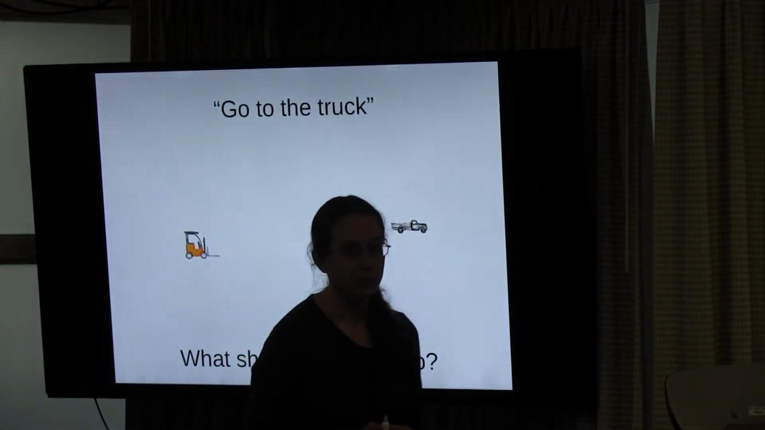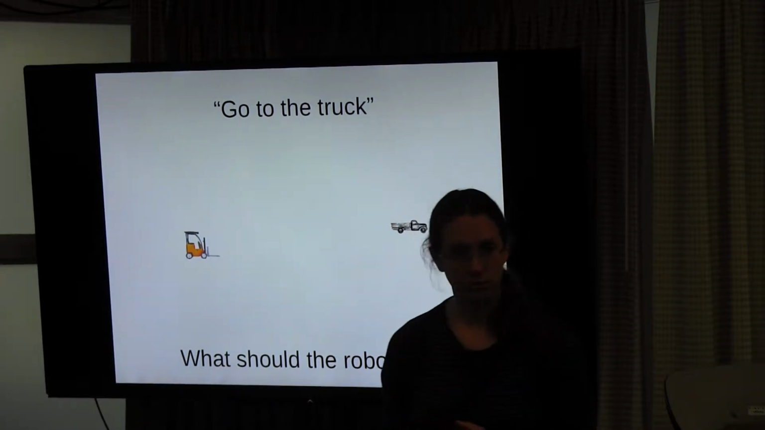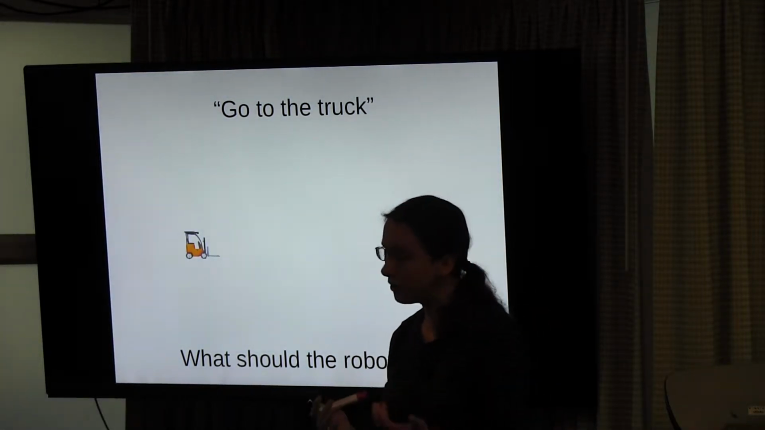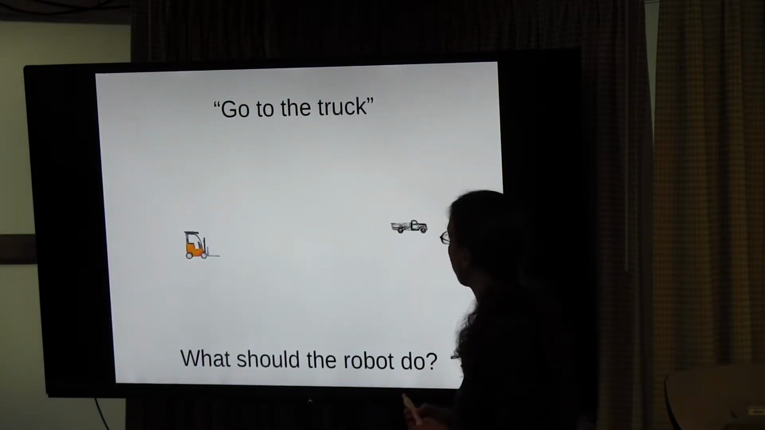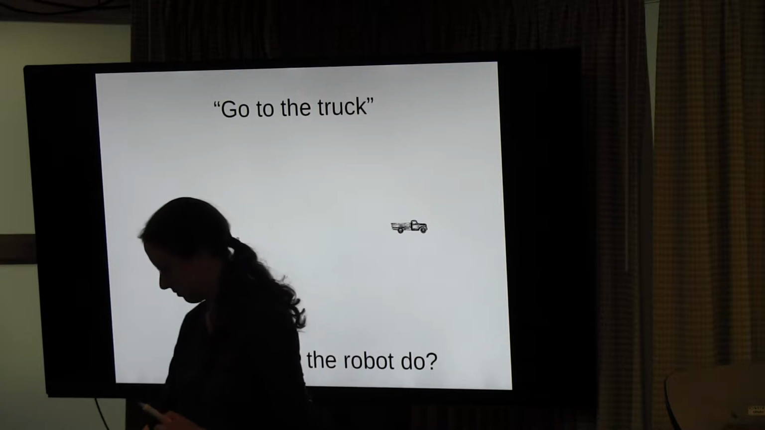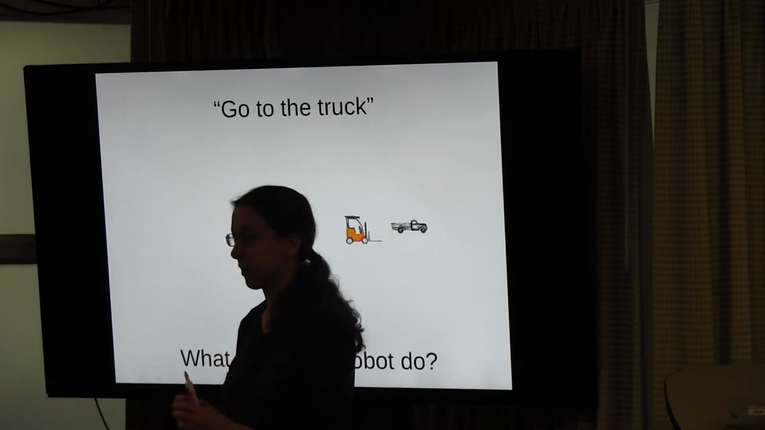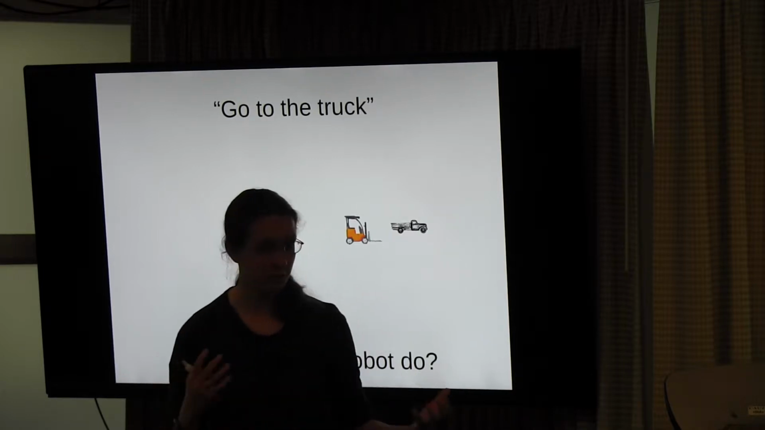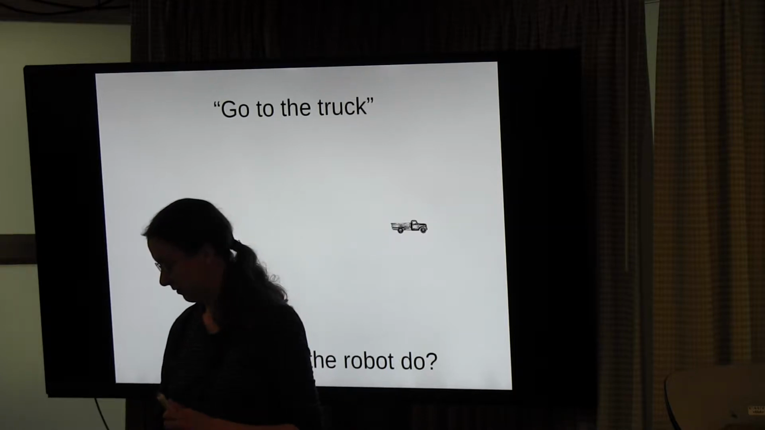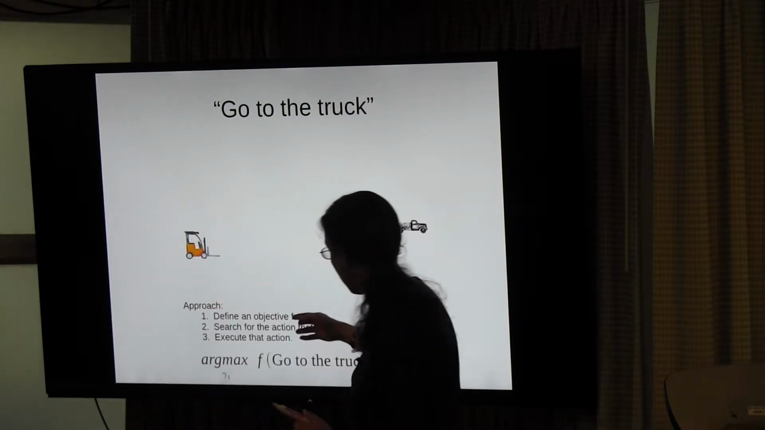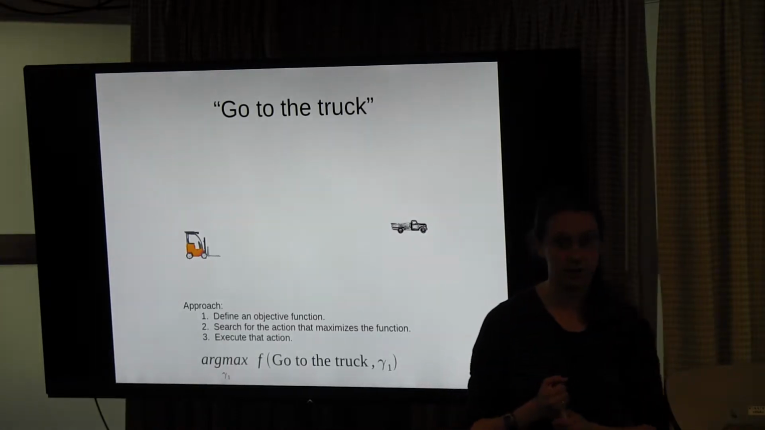Okay, so we're going to frame this problem in terms of inferring a utility function for the robot. So if you have words like "go to the truck," we're trying to figure out what the robot should do. And there's lots of different things that it could do, and we want to figure out which one is better and which one is worse. Like the searching versus scoring dichotomy that we talked about at the beginning of class. So what we're going to do is define an objective function, search for the action that maximizes the function, and then go off and execute that action.